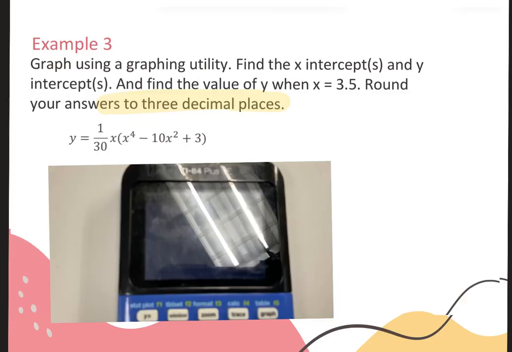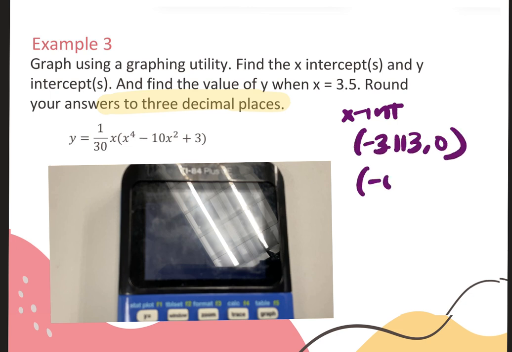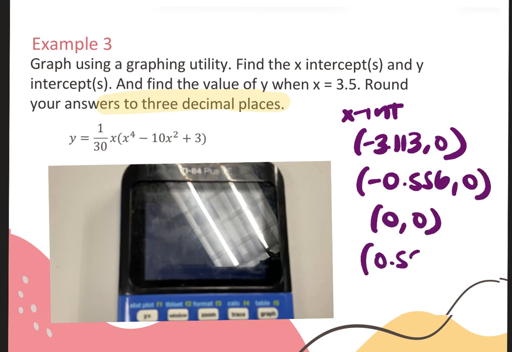All right, so now let's talk about format of answers, right? It asks for intercepts. Intercepts are typically in coordinate point form. So for my x-intercepts, they would have been negative 3.113, 0. They would have been negative 0.556, 0. They would have been 0, 0. They would have been 0.556, 0 and 3.113, 0.